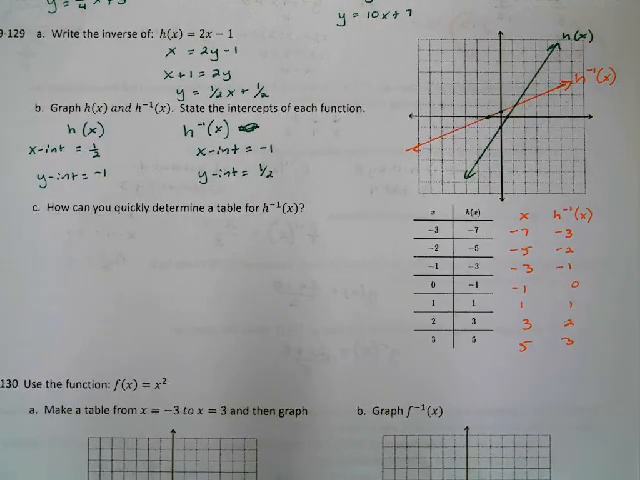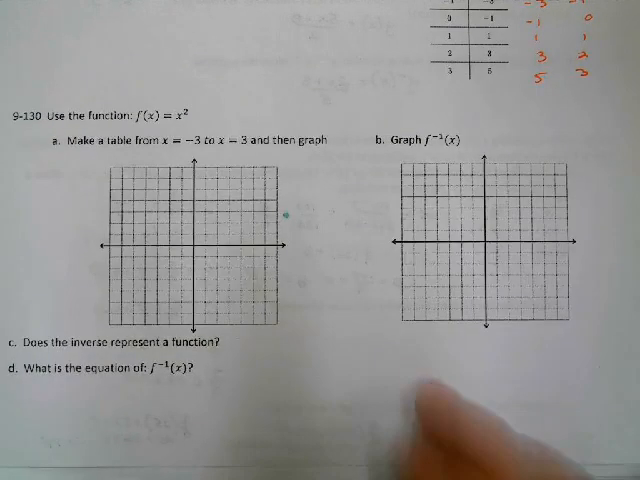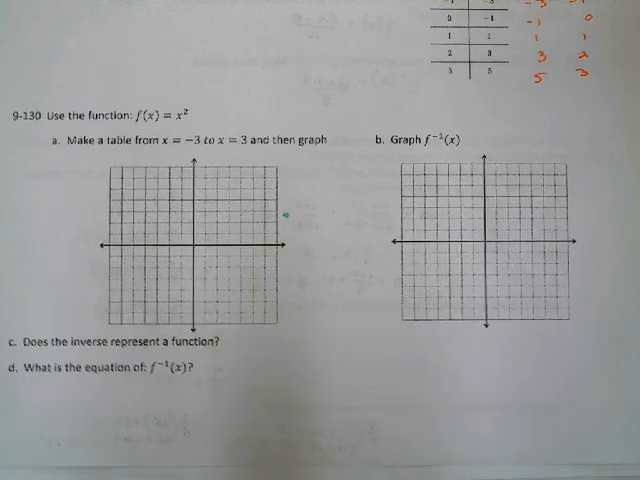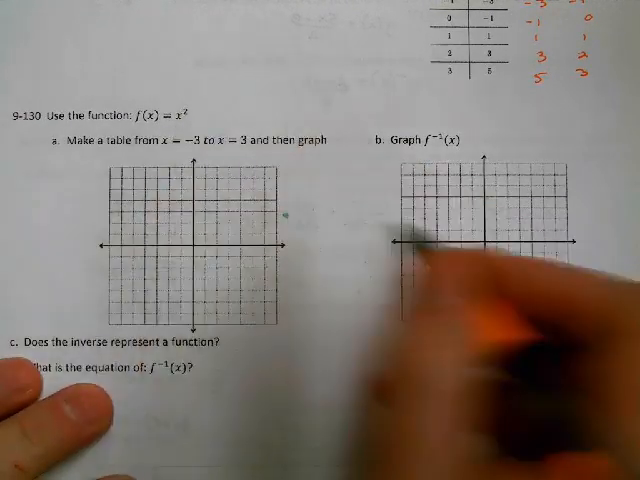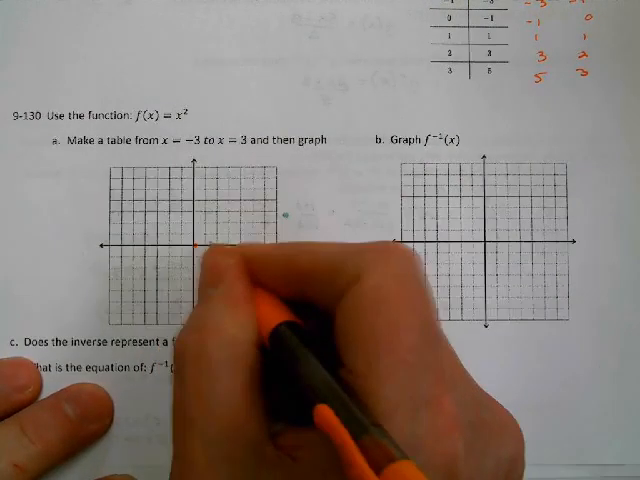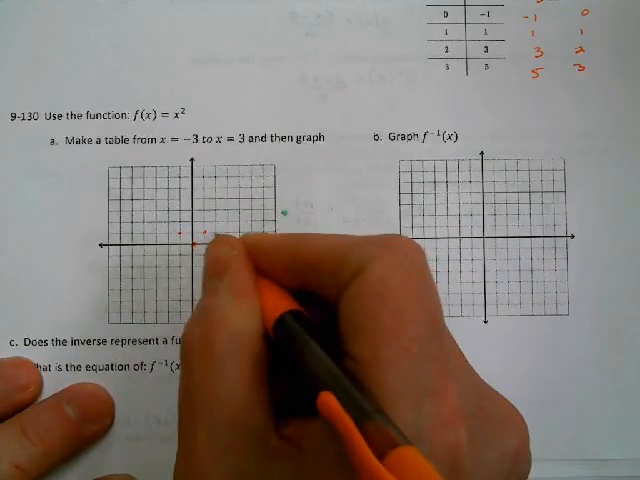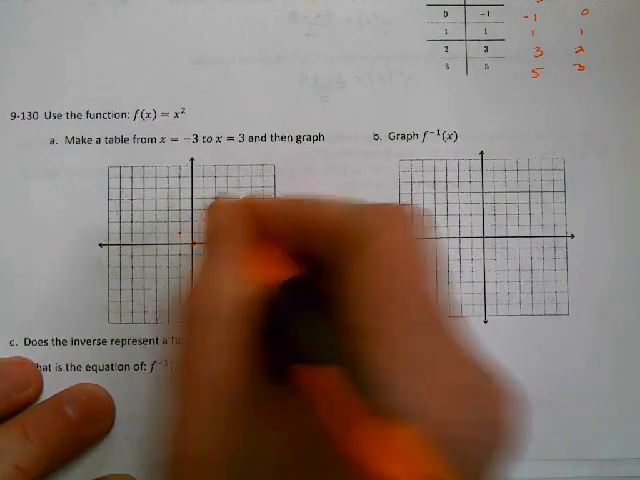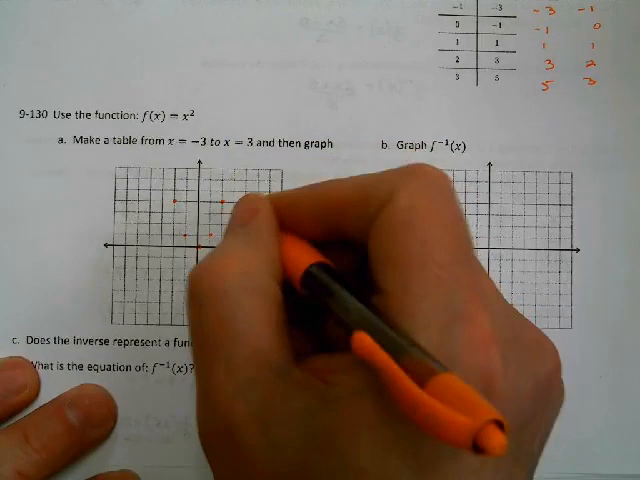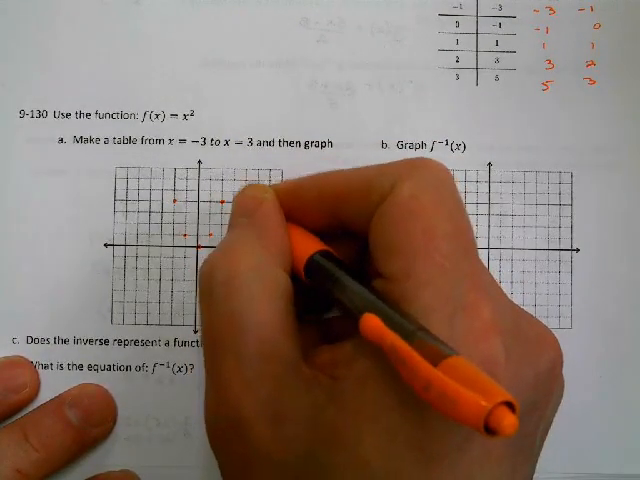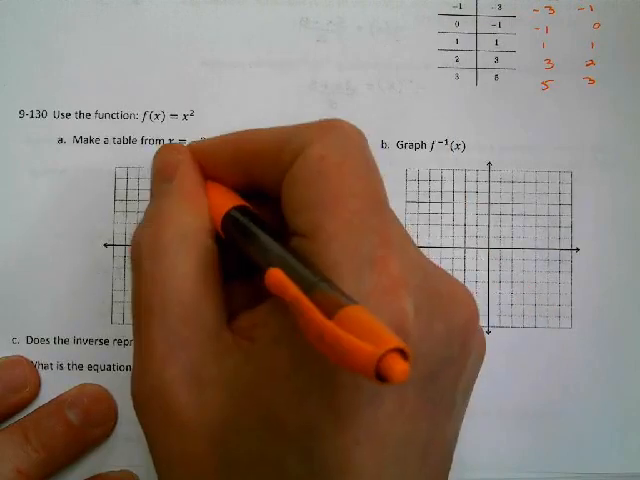All right, almost there. Use this function, the parent function of the quadratic, f of x equals x squared. Make a table from -3 to 3 and then graph it. We don't really need a table for the parent function. Start at 0, 0, over 1, up 1, over 2, up 4, and over 3 and up 9. Oh, I see why they want us to do the table. They want us to do a table so we can just switch these two numbers around.